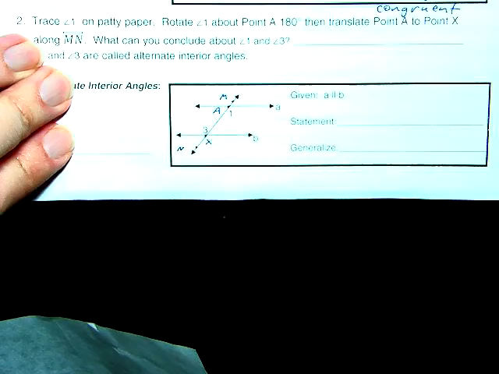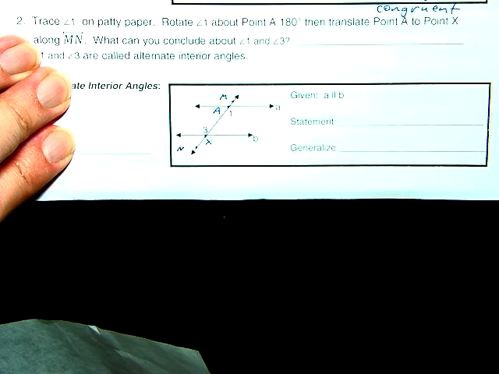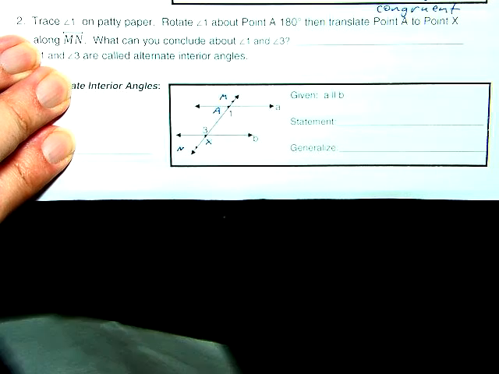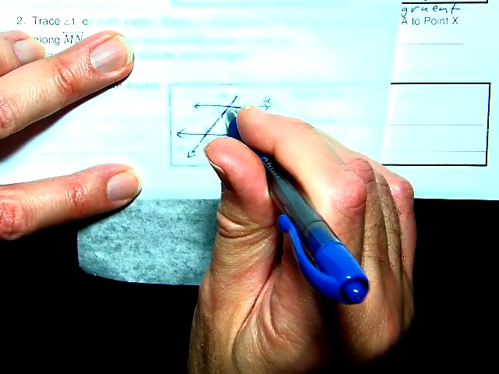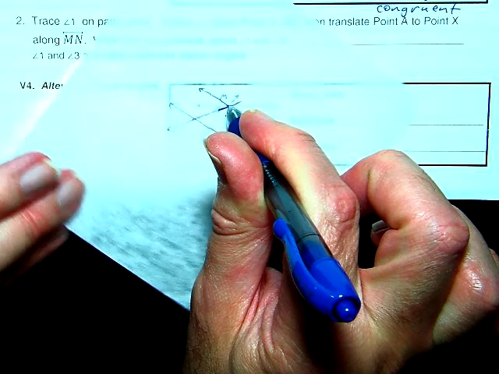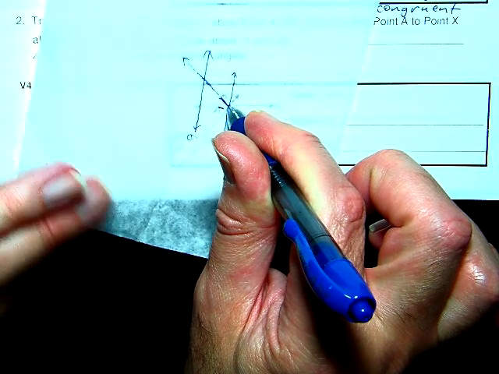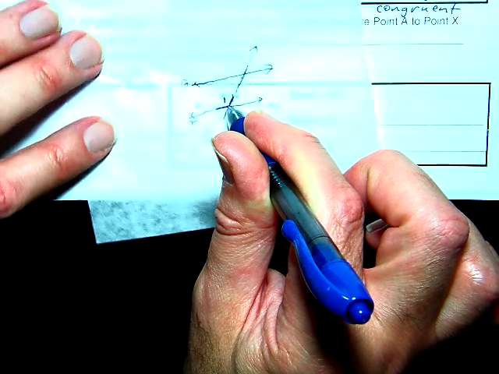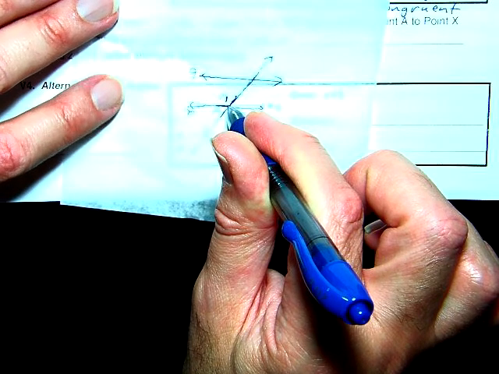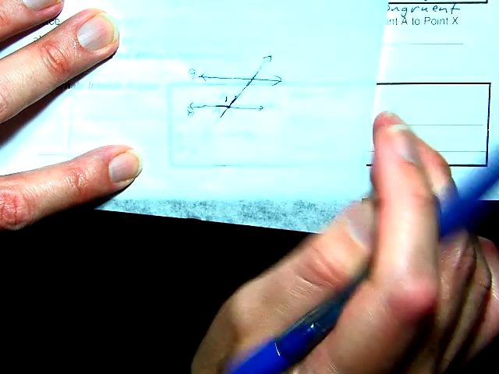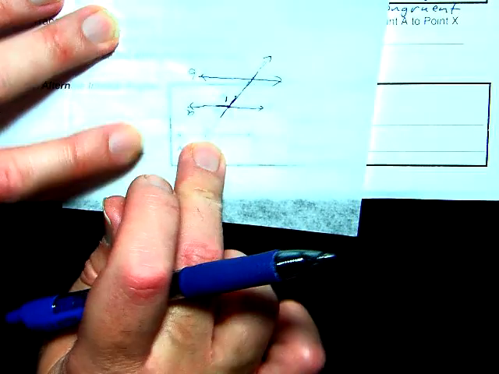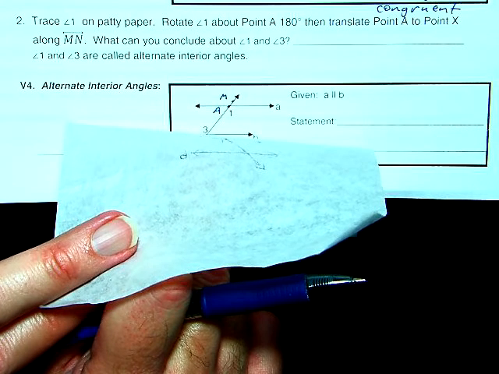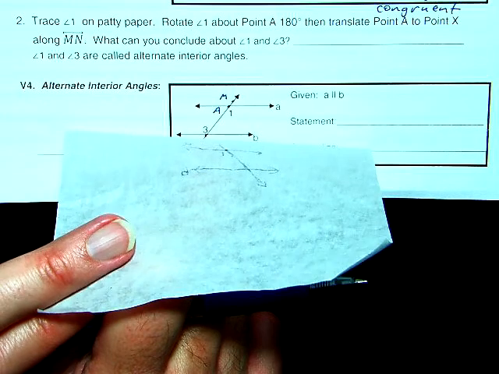Then what we're supposed to do is rotate angle 1 about point A 180 degrees. So let's do that first. Let's rotate around point A 180 degrees. So we still have the line. Remember, the line is going to end up on top of itself again, but we're going to have stuff flipped over. So right now, we've done that. We've rotated 180 degrees. What's the next thing we need to do? Then translate point A to point X along the line.